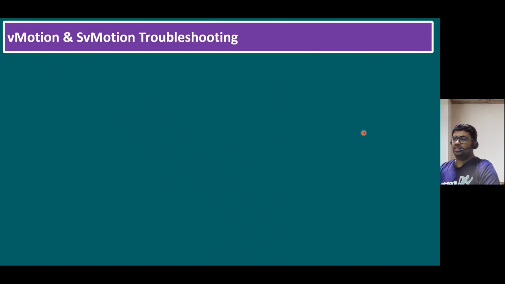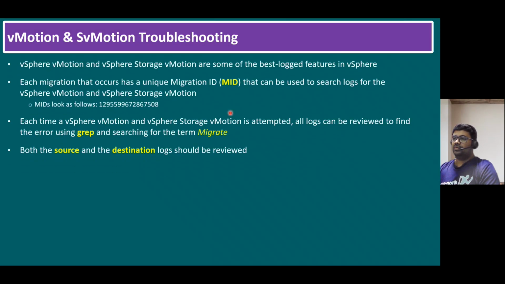The troubleshooting scenario is the key point now. vMotion and SvMotion are some of the best logged features in vSphere. During the starting days of vSphere, the main selling points of the product were vMotion, SvMotion, HA, and DRS. These four play a key role in selling the vSphere product.